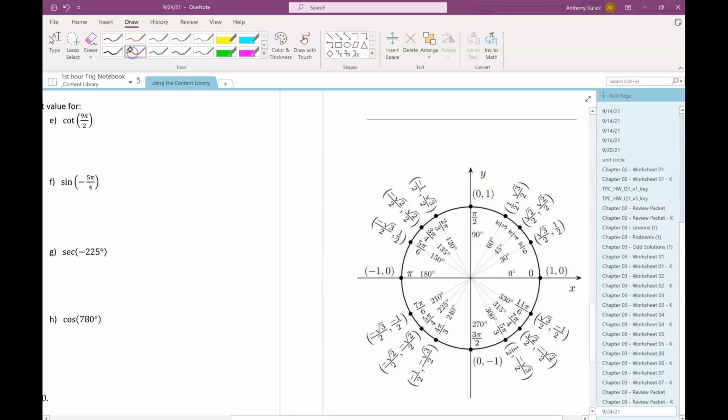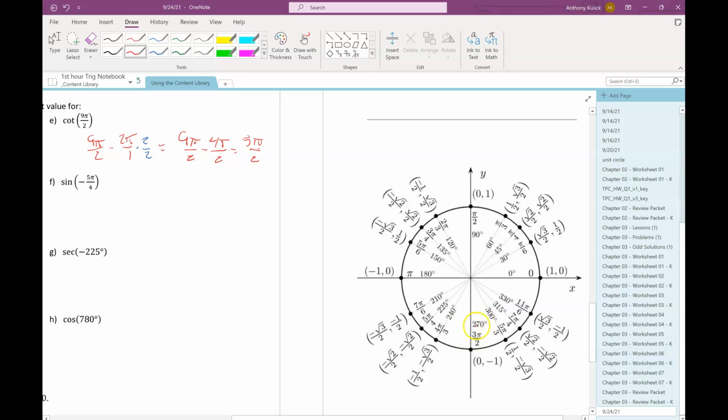So since 9 pi over 2 is in radians, I know I'm going to be adding or subtracting 2 pi. 9 pi over 2 is obviously too big, so I need to be subtracting. We're okay with that? Okay. So if I subtract 2 pi, I need to make a common denominator. Obviously, that common denominator is 2. So I'm going to have 9 pi over 2 minus 4 pi over 2. That gives me 5 pi over 2, which is still too big, right?